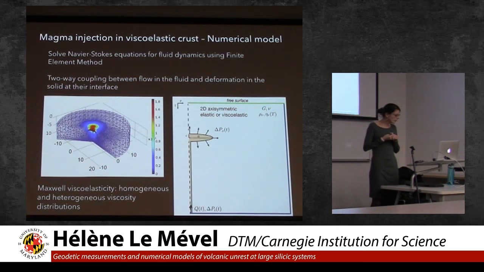So far we considered the crust to be purely elastic, but we know that in volcanic areas, especially in long-lived silicic or long-lived magmatic systems, the crust is heated. It's heated probably above the ductile transition. So it's probably behaving more viscoelastically than elastically. So here I show you the corresponding initial conditions and boundary conditions for the numerical models.